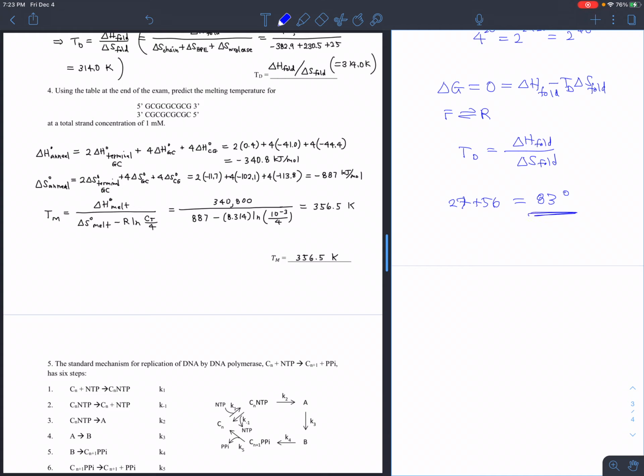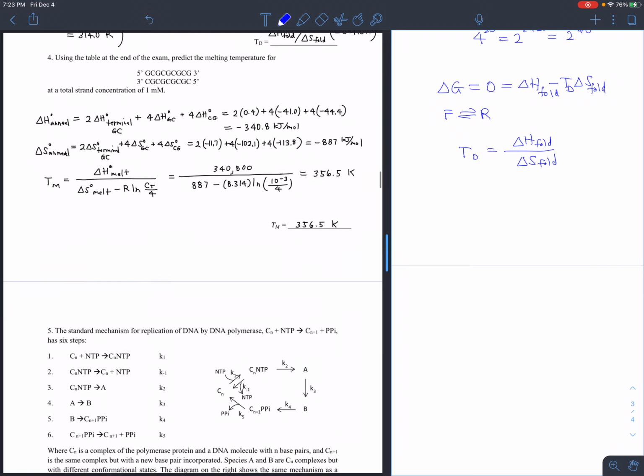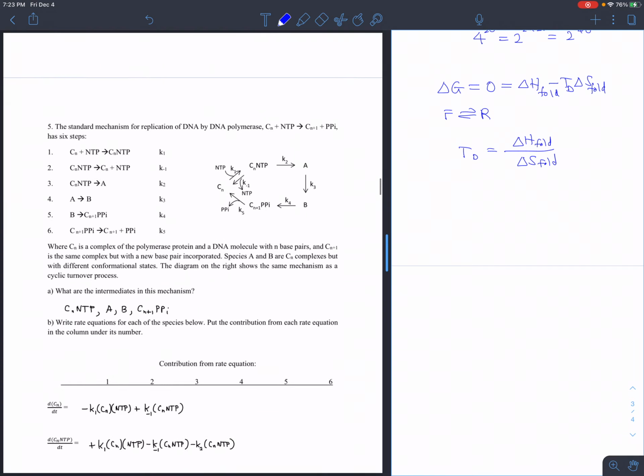Actually, it's a little high. The melting point for a 9-mer like this is probably a little lower than that. Typical melting points for long DNAs are in the 80s. But anyway, that's the answer we get. All right, that's number 4.